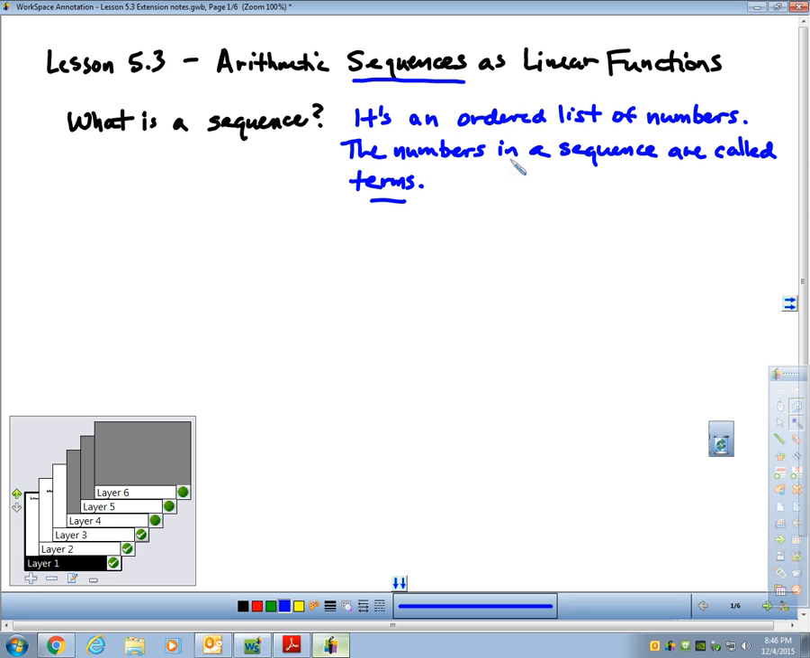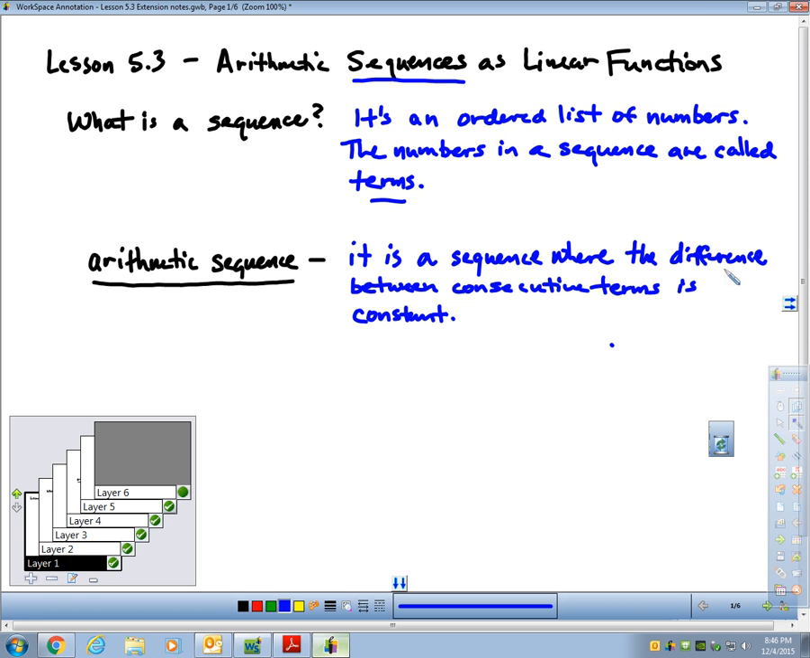Now the next thing in the title is arithmetic sequence. So if a sequence is an ordered list of numbers, what's special about an arithmetic sequence? Well, an arithmetic sequence is a sequence where the difference between the consecutive terms is constant. You might have to stop the video for a minute and think, what does this word difference mean? It means subtraction, right? So in an arithmetic sequence, if we subtract consecutive numbers in the list, we ought to get the same amount.